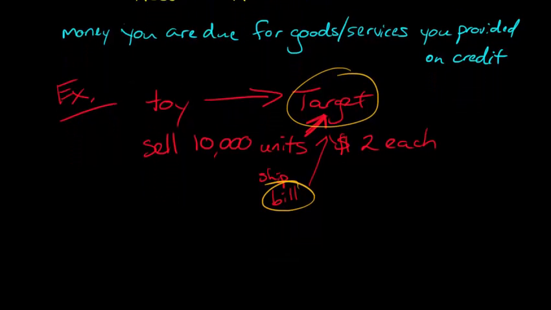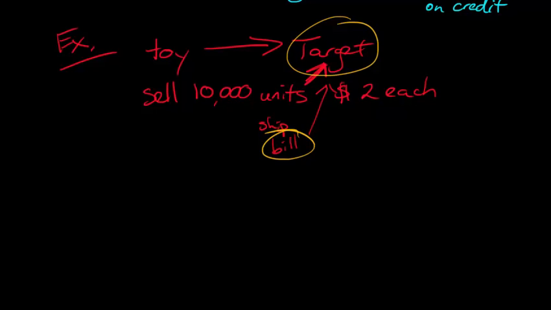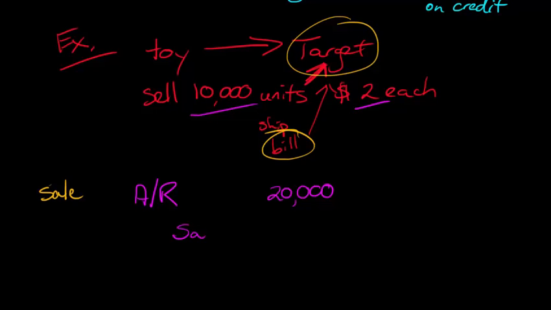And so when we think about the journal entry that's going to happen here, when you actually sell this to Target, because you're not receiving cash, we're going to debit accounts receivable. Accounts receivable is an asset account, so it's going to increase with a debit. And again, we've got $20,000, which is just 10,000 units at $2 each. So we're going to debit accounts receivable, and we're going to credit sales. So we had a sale here. We sold some of our inventory. So sales go up, accounts receivable go up.